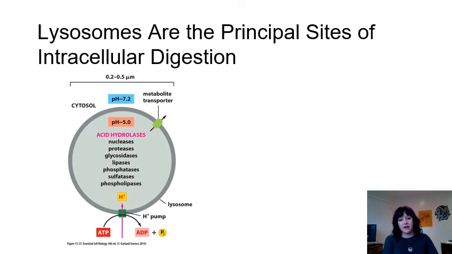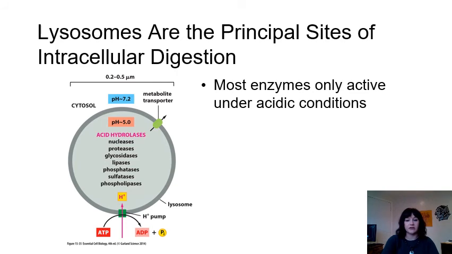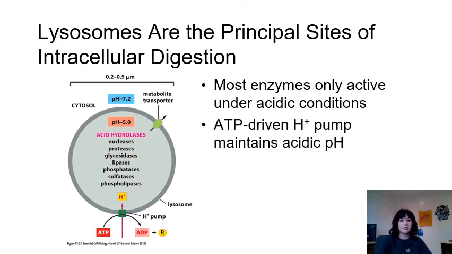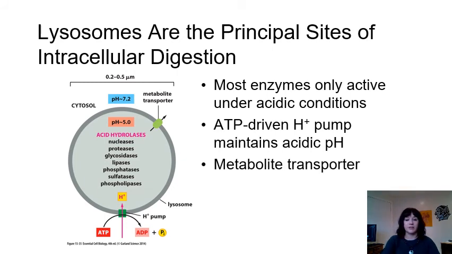Right? It's using the power of ATP to push hydrogen into this lysosome against its concentration gradient. So this is called what we talked about as active transport. Right? So that ATP-driven hydrogen pump helps to maintain that acidic environment. We also have a metabolite transporter. Think about what that could do. Metabolite and transporter. We see that these metabolites are being transported out of the lysosome.